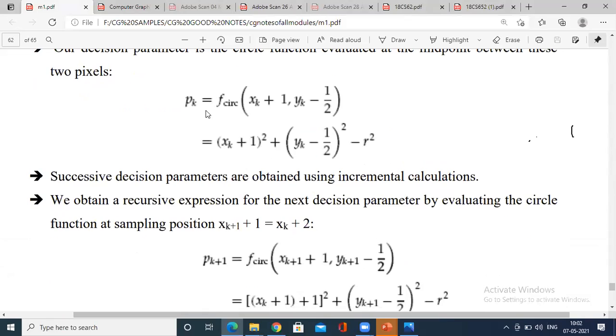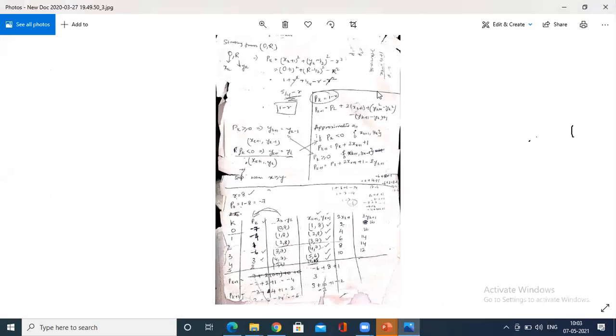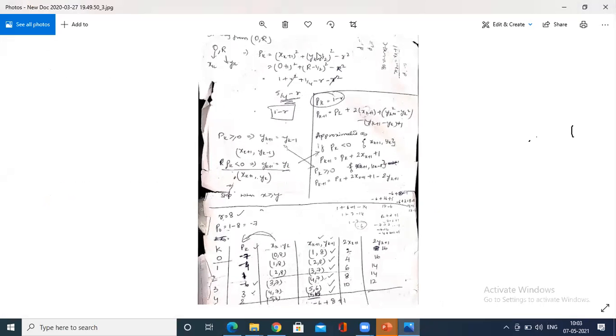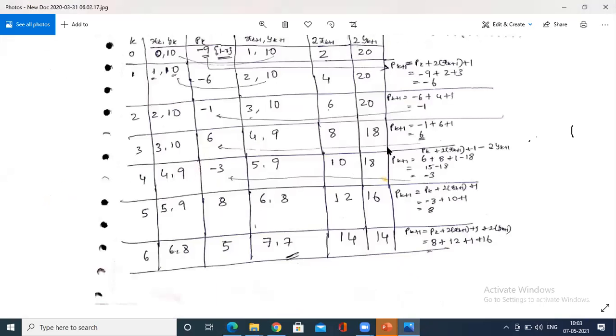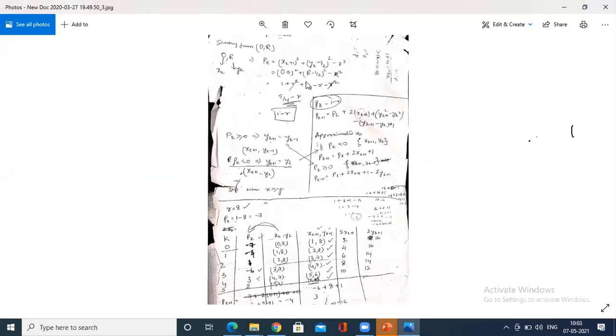And how do you find the initial decision parameter Pk, that is xk plus 1, yk minus half, applying to the circle formula x square plus y square minus r square. And how did you get this? I've shown you this xk plus 1 comma yk minus half. How did you take these two coordinates? That is based on this formula. One second.